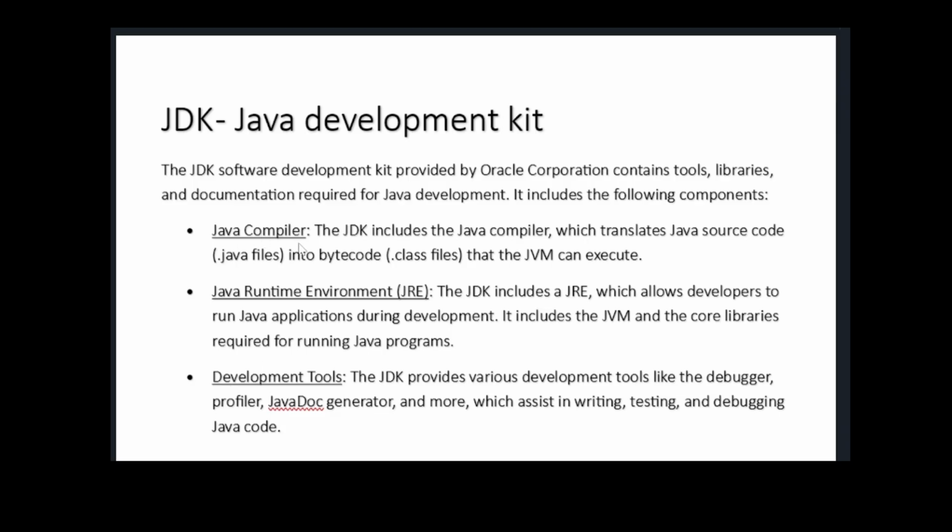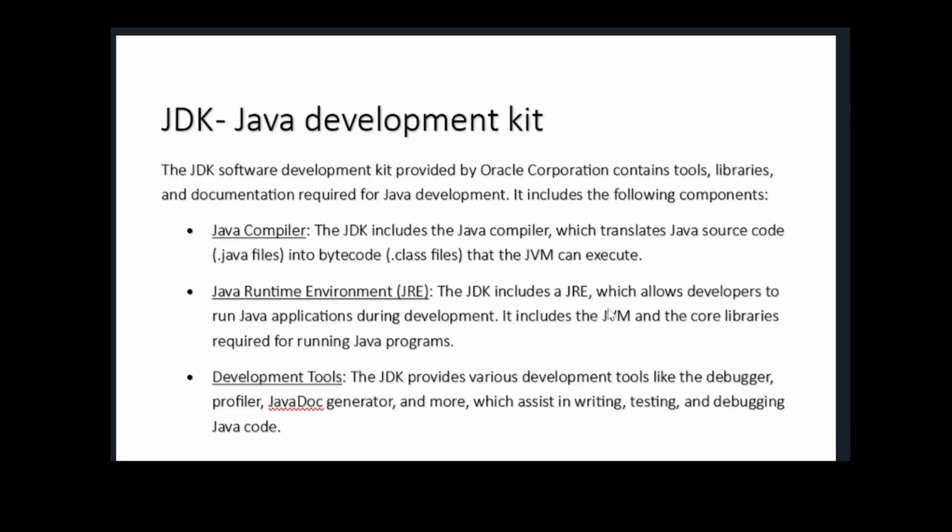So the Java compiler. What is the Java compiler? The JDK includes the Java compiler, which translates Java source code, the .java files. Like we have a Test file. The Java compiler converts Test.java into bytecode .class files, like Test.class, so that the JVM can execute it.